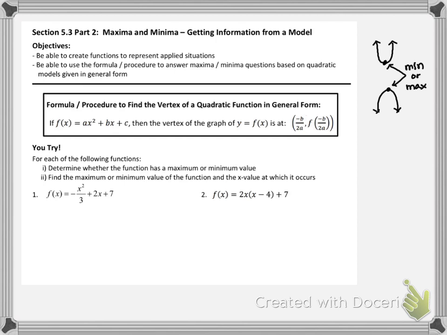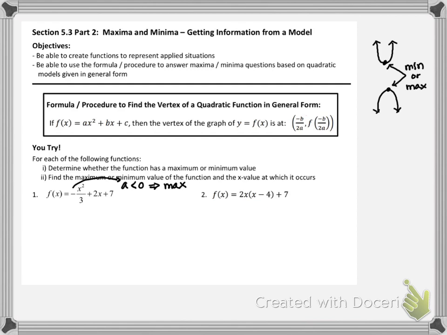So we want to know if it has a max or a min. Will this one have a maximum or a minimum? Maximum. It'll have a maximum because it opens down, right? So a is negative. So that means we're going to have a maximum.